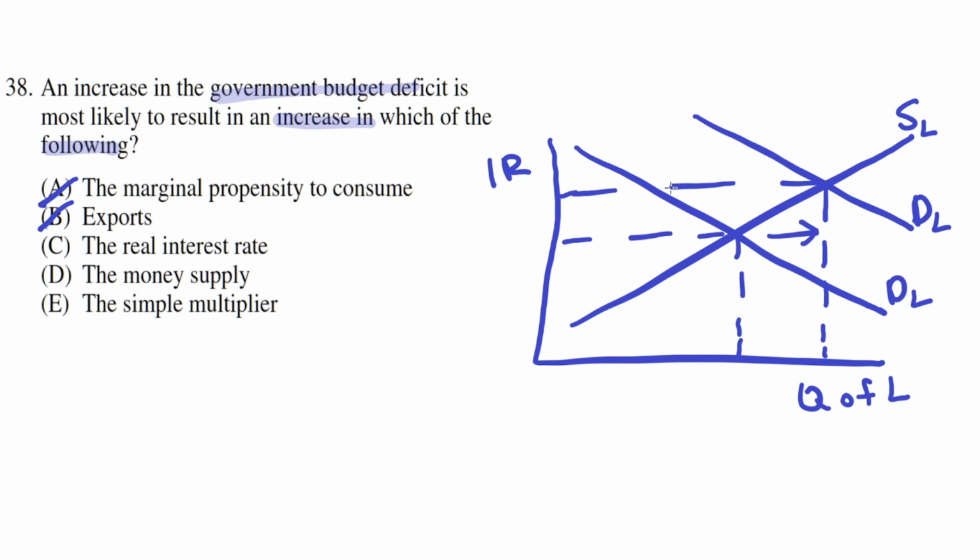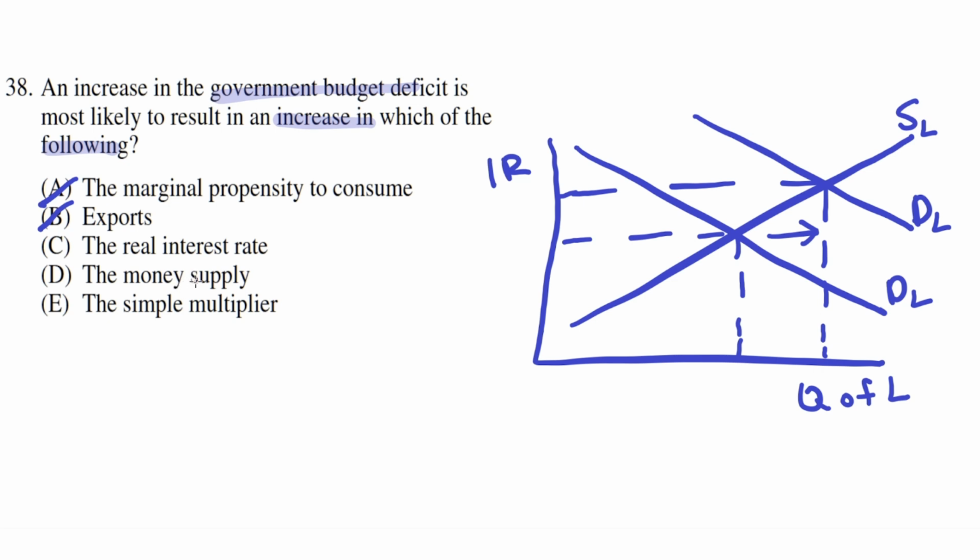C, the real interest rate. This seems to be the correct answer, because from this graph we can clearly see that a shift to the right of the demand for loans leads to a greater quantity of loans and an increase in the real interest rate. So the real interest rate does increase as a result of an increase in the government budget deficit. So C seems to be the correct answer.